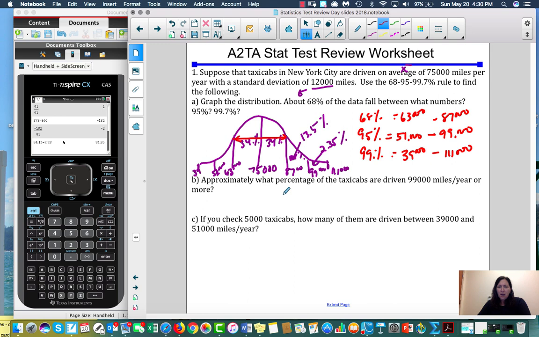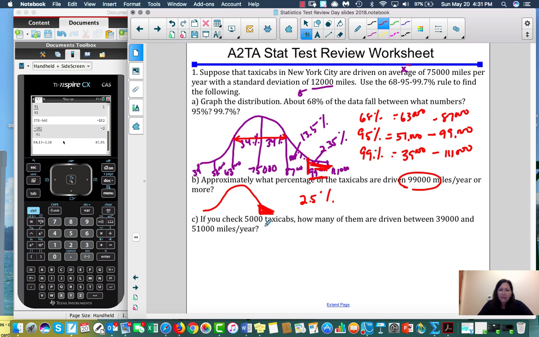Okay. Approximate what percentage of the taxi cabs are driven 99,000 miles, which is this value here. So what they're looking for is you're going to draw a graph for that. And what they're looking at is this value inside here, and that's 2.5% of your graph. That's the value in here.